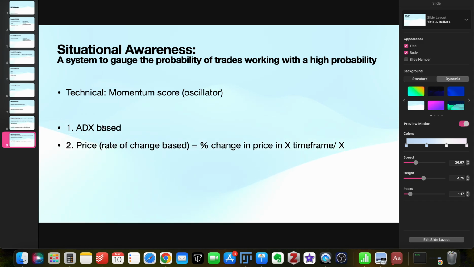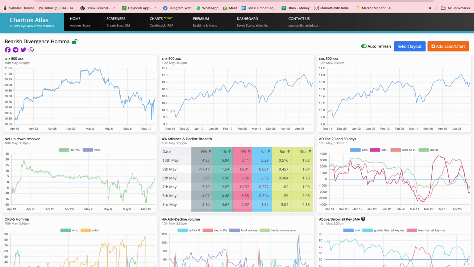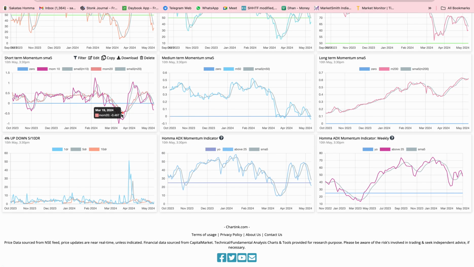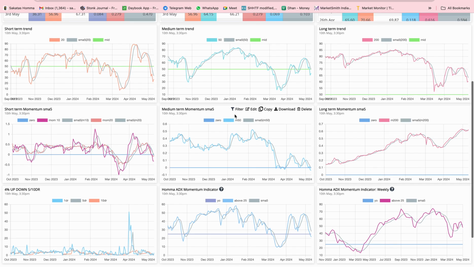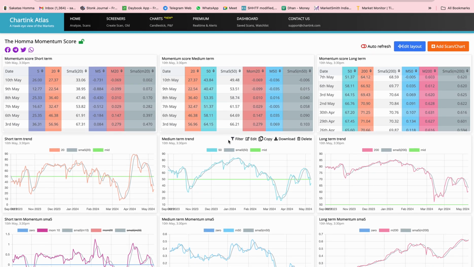Okay, quickly. So one was the ADX base and the other is the price base, right? I've completely forgotten to show you the price base. So this is the price based momentum indicator. And like I said, the medium term would be the 50-day one, and for the short term, I basically look at 10 and 20. And the way to read this is very simple.